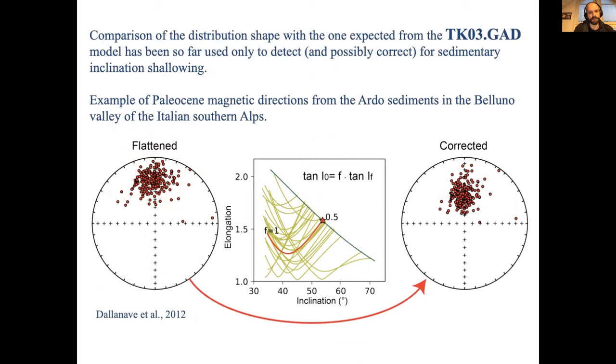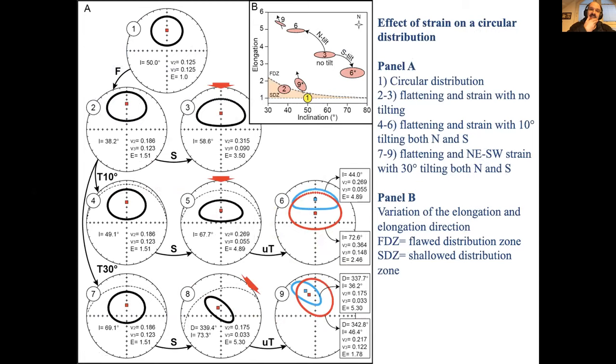And this method has been applied in the past for correcting for inclination flattening, for example. We gradually increase the inclination of a set of directions and the elongation varies until it crosses the expected values. This, for example, is the same data set that has been corrected using this idea for inclination flattening. So what we did was try to figure out how not just inclination flattening, but other mechanisms could change the shape of the distribution.